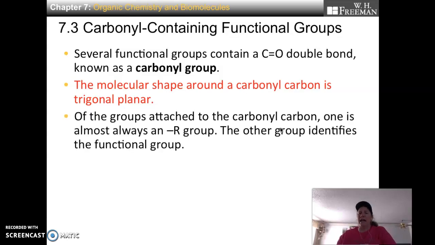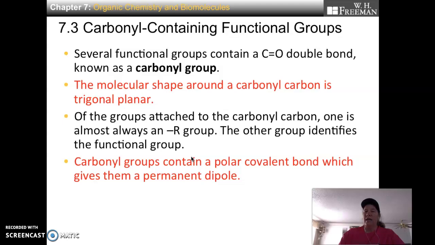There's always going to be this functional group, and then the other part is going to tell you if it's a chain of 3, a chain of 4, a chain of 5, and so on. They do have a polar covalent bond, so they're kind of like water in that sense. They'll help with dissolving ionic compounds and so on. So they do have a permanent dipole, and a strong intermolecular force.